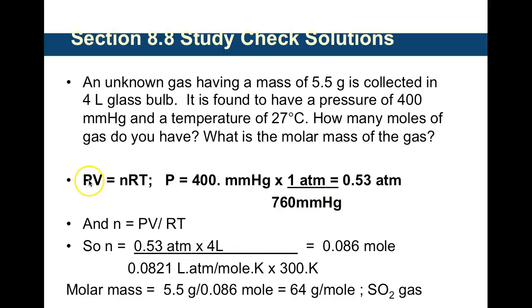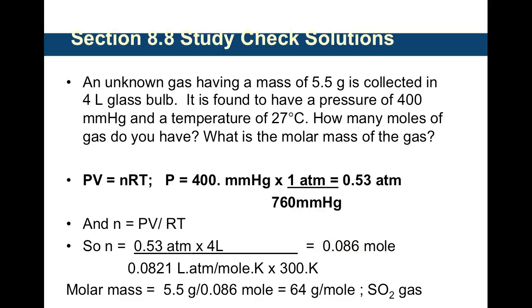And then I rearrange this, divide both sides by RT. So PV divided by RT gives you n, the number of moles. So 0.53 pressure times the volume, 4 liters, divided by R, the gas constant, 0.0821, and then the temperature is 300 K. Okay, 273 plus 27, 300 K. So I got 0.086 mole.